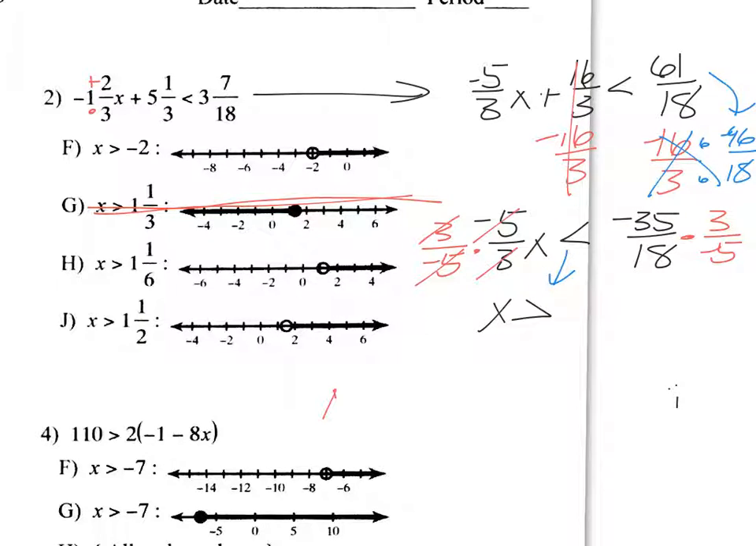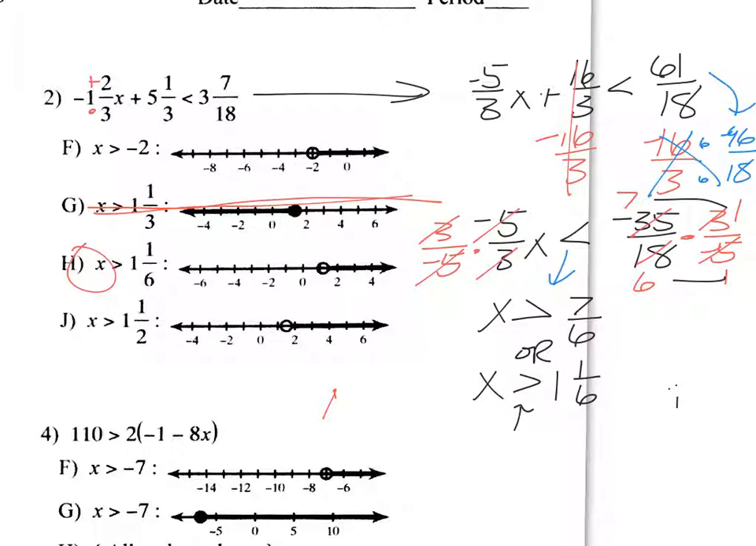X is greater than. Now do some cross reducing here. 3 goes into 3 once, 3 goes into 18, 6. Negative 5 goes into negative 5 once, and then into negative 35, 7. So x is greater than 7 over 6. Now, you need to be able to recognize that is also x is greater than 1 and 1/6. So I'm looking on the graph at 1 and 1/6, and it's going to the right, and so that would be letter H.